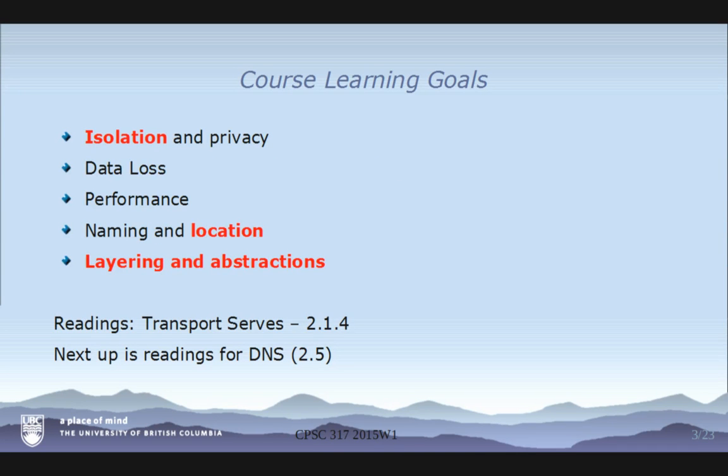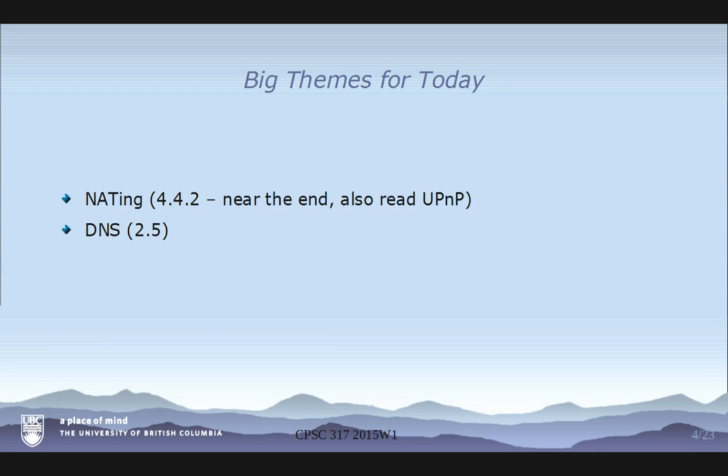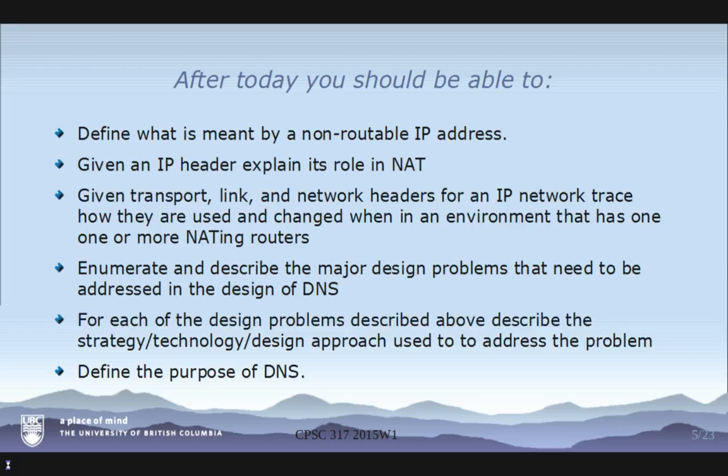Okay, so with respect to reading, what we have is the transport services, which are in section 2.1.4, along with DNS in 2.5 later in that section. That's the types of readings you should be doing. And today I want to finish off network address translation and hopefully get started on domain name services.